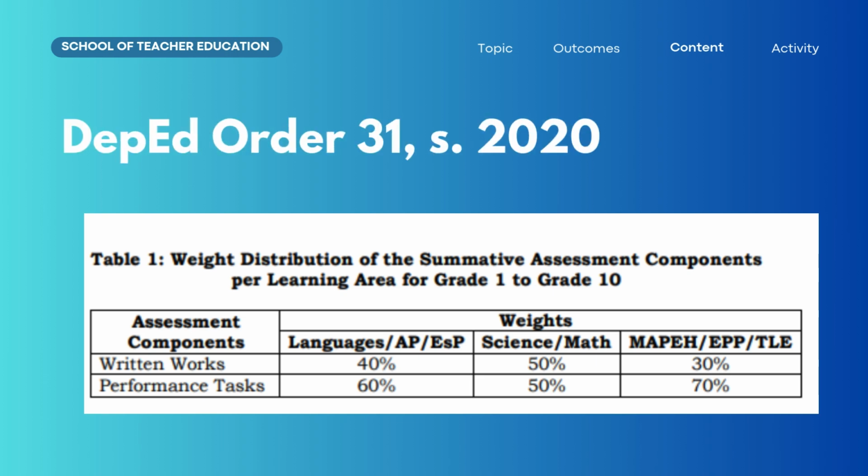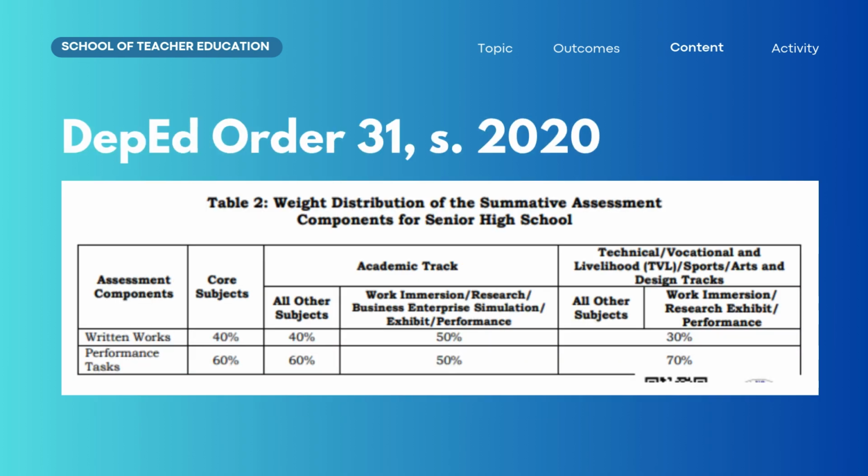Now, there are some amendments to this DepEd order policy, dated in DepEd Order 31 series of 2020. This was to address the continuing learning system we had during the pandemic, in which it was not possible to conduct face-to-face quarterly exams. That's why it was merged into two assessment components only, which are written work and performance task. And this is for the senior high school curriculum.